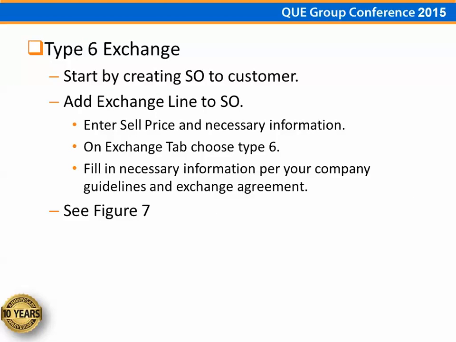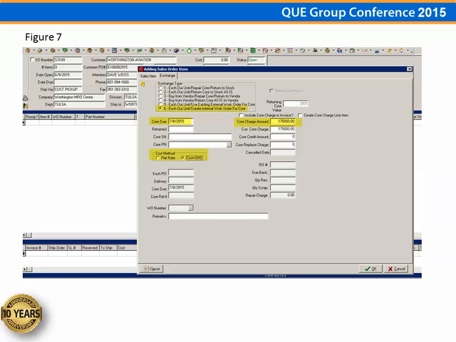Same thing, you're going to start from your sales order, and you're going to add an exchange line just like you did before. All of your necessary information, enter it from your sales order. On your exchange tab, you're just going to choose Type 6. And again, any information for your costing or for your company-specific details. So everything looks exactly the same as we just seen, but it's now a Type 6 exchange. Your cost method's important, your core charge if you're going to do any of that. The only thing we're not doing is entering that work order because we have a core coming back.